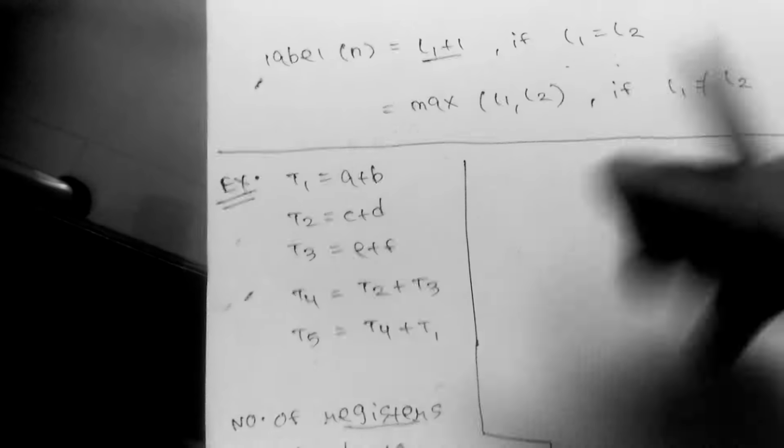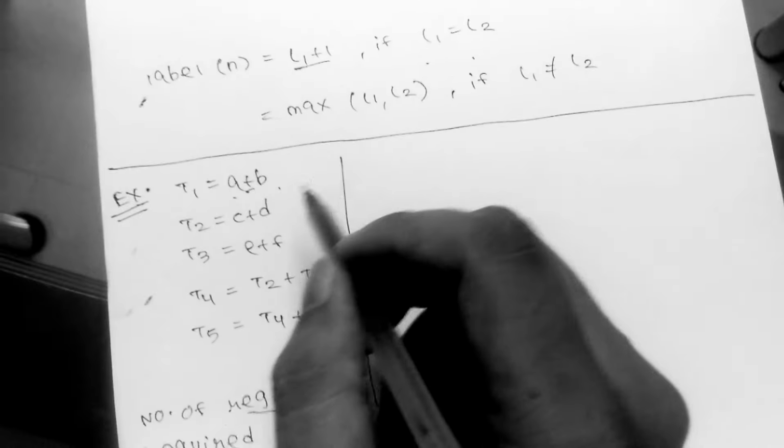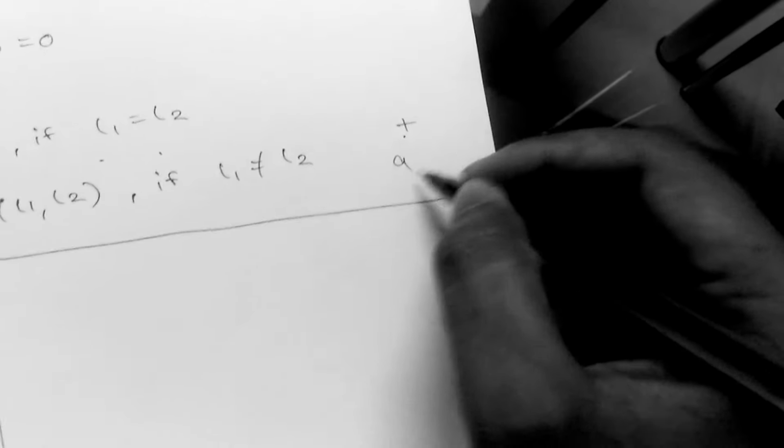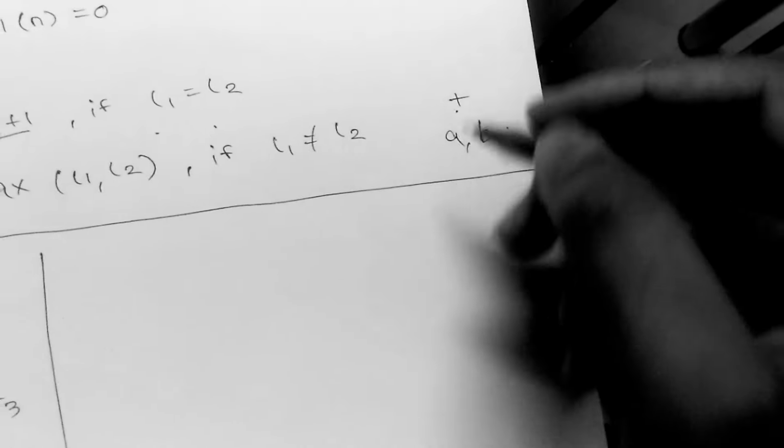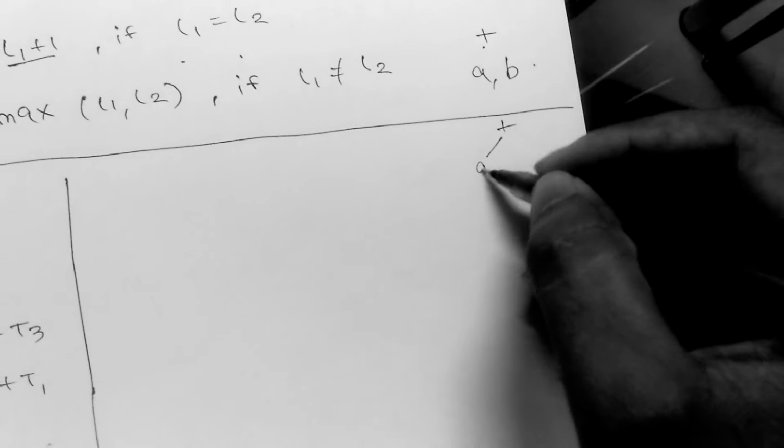Now the first rule to design any tree is to always remember the operators and operands. In T1 = a + b, plus is the operator and a and b are the operands. So always remember that operands will always be on the lower side and operators will always be on the upper side. Suppose plus is an operator and the operands are a and b, then plus will always be upper, and a and b, the operands, will always be on the lower side.